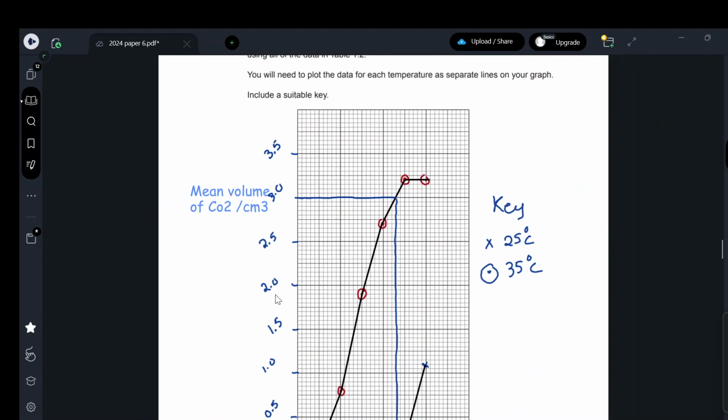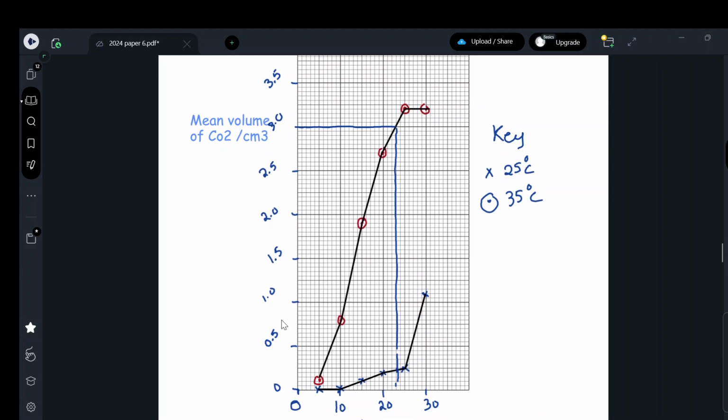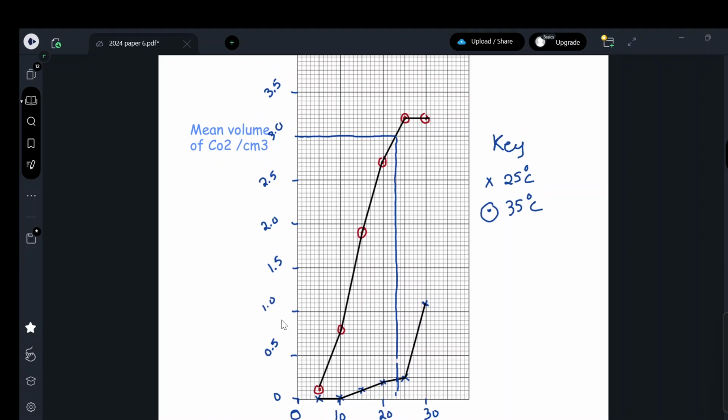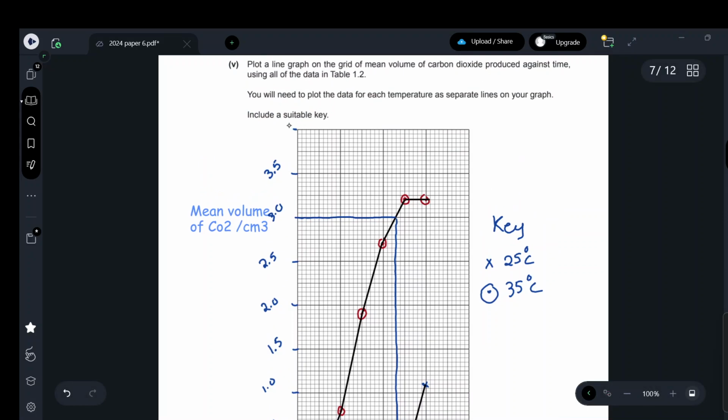But look how many boxes you have. You have to cover all these boxes. So you have to put a small interval. How did I put it? 0, 0.5, 1, 1.5, 2, 2.5, 3, 3.5, 4. Okay?